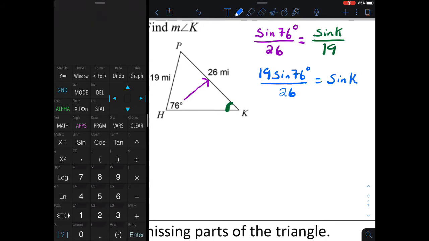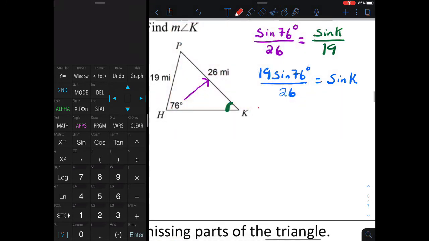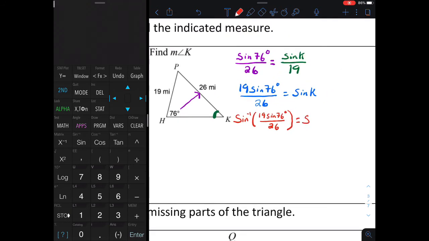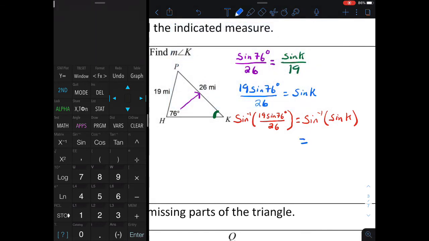And now to get K all by itself, I would need to apply the inverse sine function to both sides. So inverse sine of the left-hand side, 19 times sine of 76 degrees divided by 26, is going to equal inverse sine of sine of K. Now, when I apply inverse sine to regular sine, that cancels the sines out, because the inverse function undoes the regular function, leaving you with K. So I got K equals.